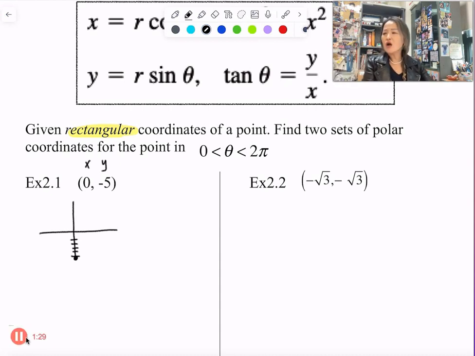Now you can do it multiple ways. There are multiple right answers. Let me ask you this. Remember, it's r, theta, but we do the angle first, right? How much should I turn? You're right, I should turn 3 pi over 2. And how much should I go forward? I should go forward 5.